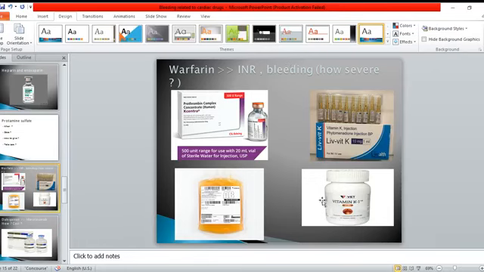If you have a major bleed, we need to be more radical. We need to give either a prothrombin complex concentrate, and if it's not available, we go for fresh frozen plasma. We need maybe 4 to 5 units of fresh frozen plasma. So if we don't have a prothrombin concentrate, we go for fresh frozen plasma, in addition to vitamin K.